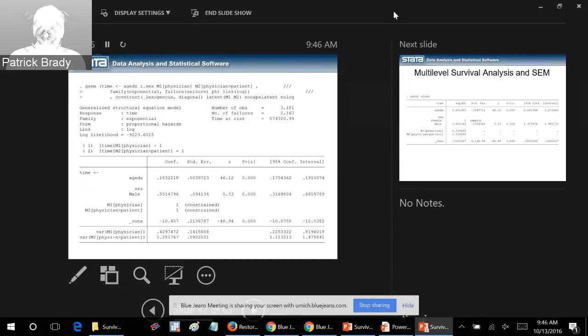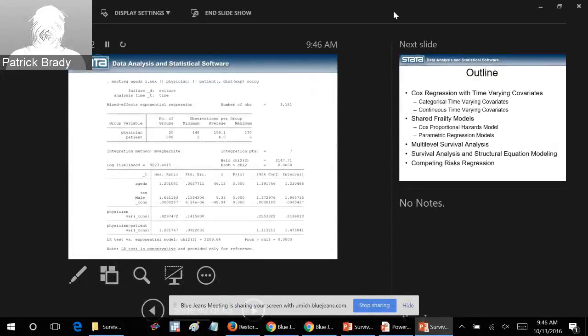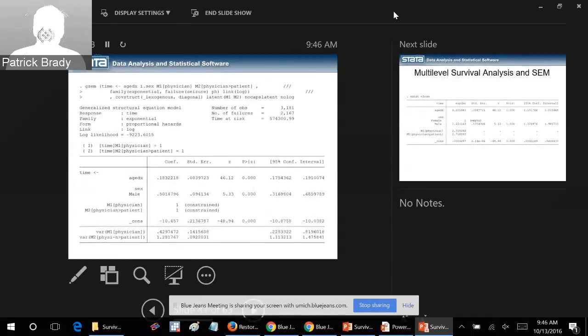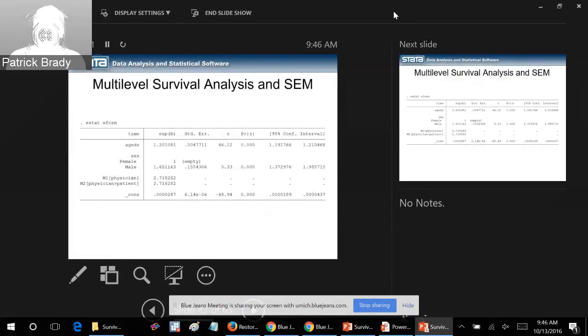The command looks a little bit more scary because we have these latent variables and you have to be a bit more explicit, but that is essentially the same command as the one right there in mestreg. And if you look at the results, they look pretty close to the same. Oh, these are the coefficients. If you want to see the exponentiated coefficients after GSEM, you actually have to type estat eform and it will exponentiate them for you. So you can see hazard ratios instead of coefficients.